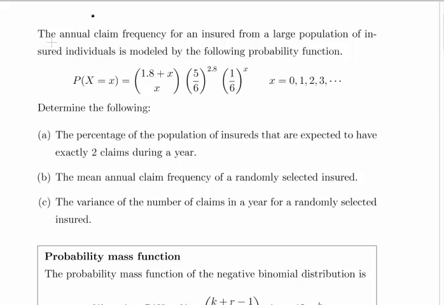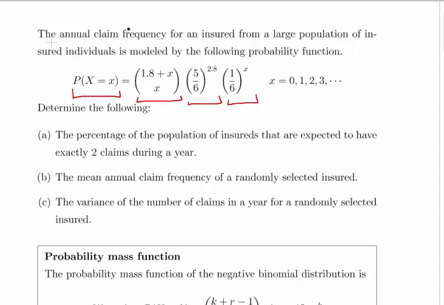Okay, in this presentation we are going to look at the negative binomial distribution. First off, we'll read the question. The annual claim frequency for an insured from a large population of insured individuals is modeled by the following probability distribution. Probability of X equal to x equals this binomial coefficient here, 1.8 plus x choose x, times 5 over 6 to the power of r, or actually it's 2.8 I should say, times 1 over 6 to the power of x.